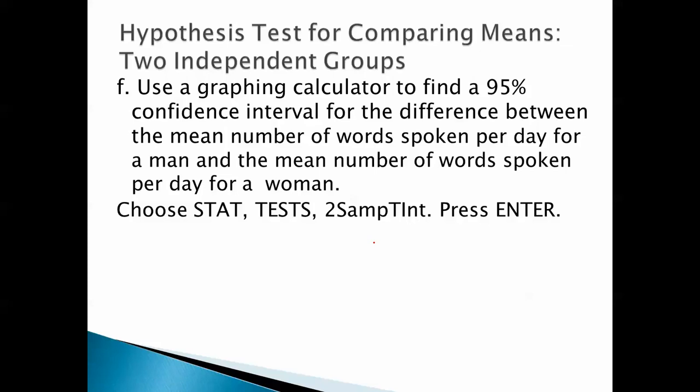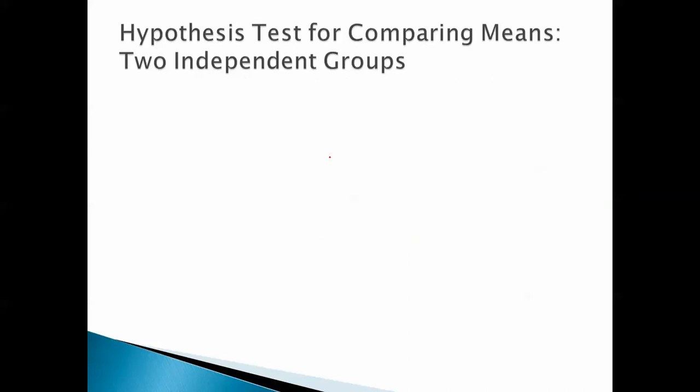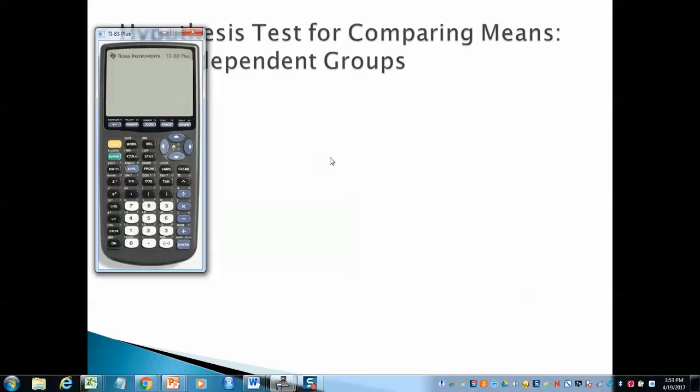Use a graphing calculator to find a 95% confidence interval for the difference between the mean number of words spoken per day for men and the mean number of words spoken per day for women. Okay, so what we'll do is, as before, choose stat, tests, 2-sample t interval, press enter. Again, this time it's 2-sample t interval. So make sure you do that on the TI. Okay, so check this out. So we turn it on, stat, tests, 2-sample t interval.